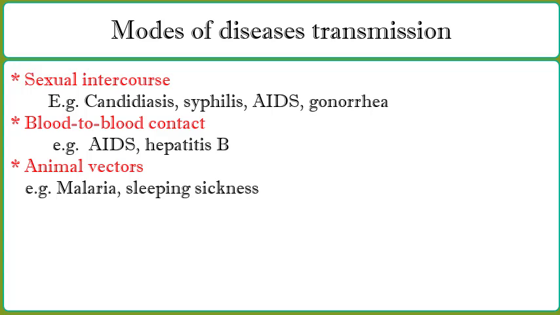The sixth, blood-to-blood contact. This is another way in which pathogens pass from an infected person to a healthy person through donation of unscreened blood. Example, AIDS and hepatitis B. The seventh one is animal vectors. This is the way in which many diseases are spread through the bites of insects. Example, malaria and sleeping sickness.